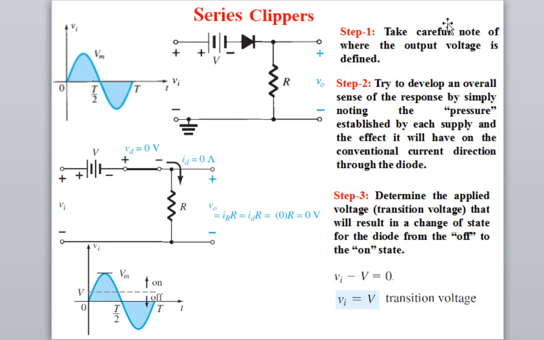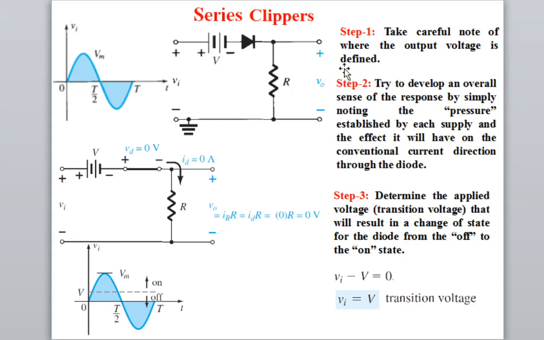That is why I have written, take careful note of where the output voltage is defined. First of all, in any clipper circuit, you must note down where you have to find the output voltage, meaning where the output voltage is defined to be measured. If you see in this circuit, you have to measure the output voltage across the load resistance, because Vo in cyan color is given across the R. That means voltage is measured across the load resistance.